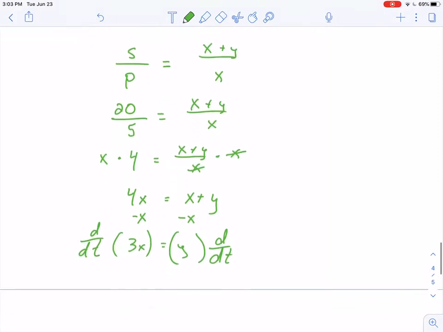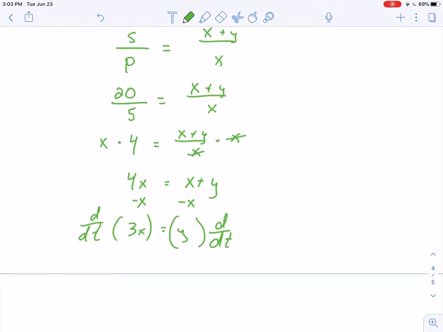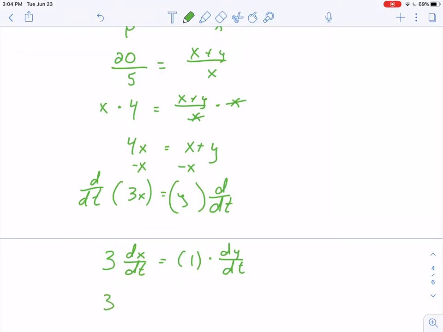So the derivative of the left-hand side, the derivative of 3x, would just be 3. But I'm taking the derivative with respect to time, so I need to multiply that by dx over dt, is equal to, on the right-hand side, well, the derivative of y is simply just 1. But again, I'm taking the derivative with respect to time. I'm using my implicit differentiation, so I need to multiply by dy over dt. So I have 3 dx/dt is equal to dy/dt.